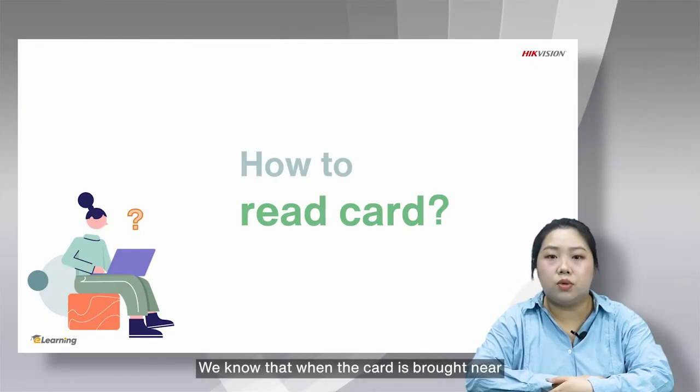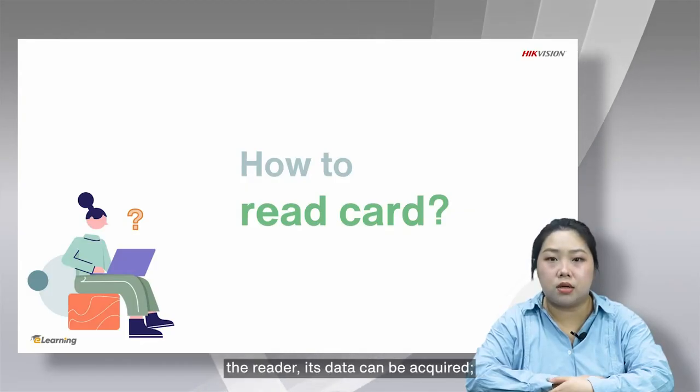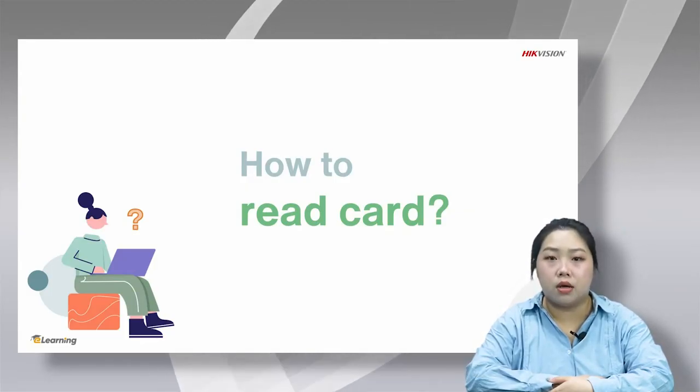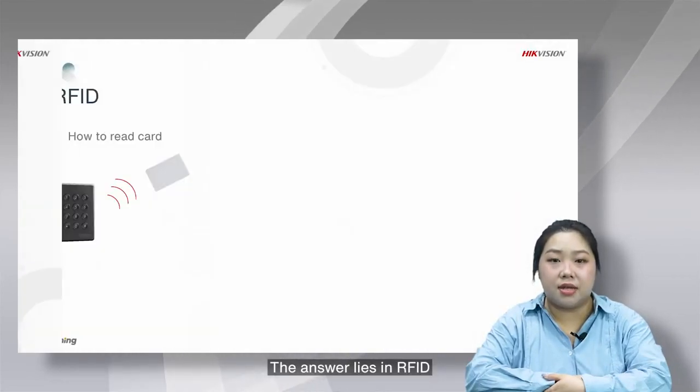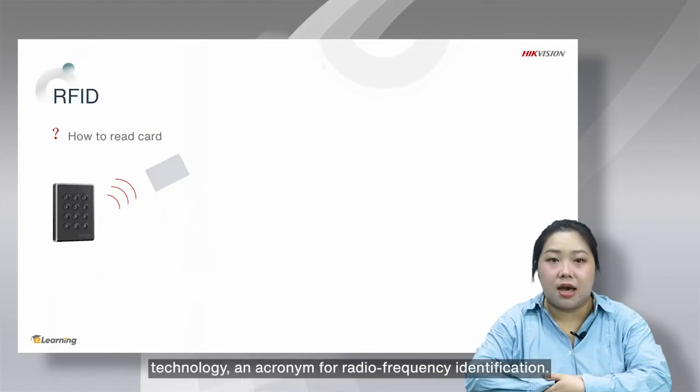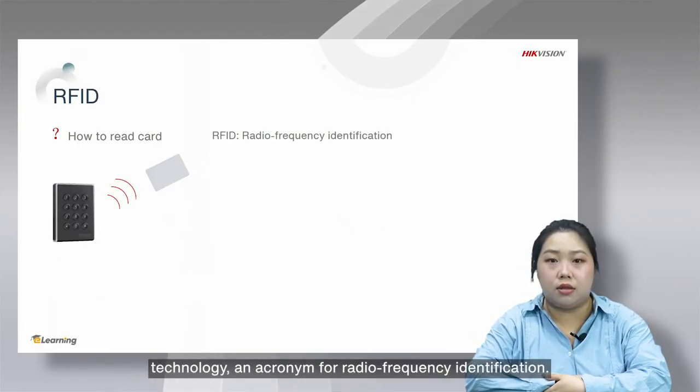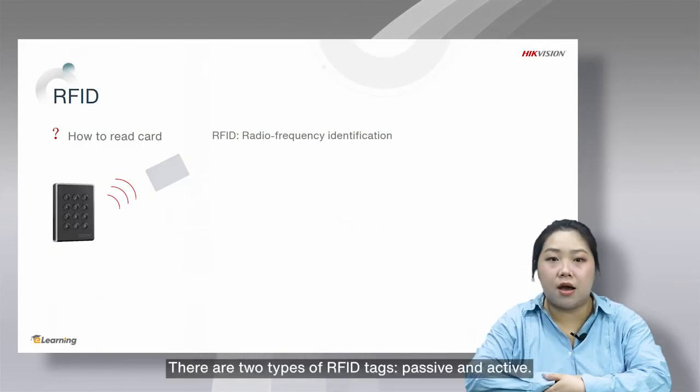We know that when the card is brought near the reader, its data can be acquired. However, the question remains how. The answer lies in RFID technology, an acronym of radio frequency identification. There are 2 types of RFID tags, passive and active.